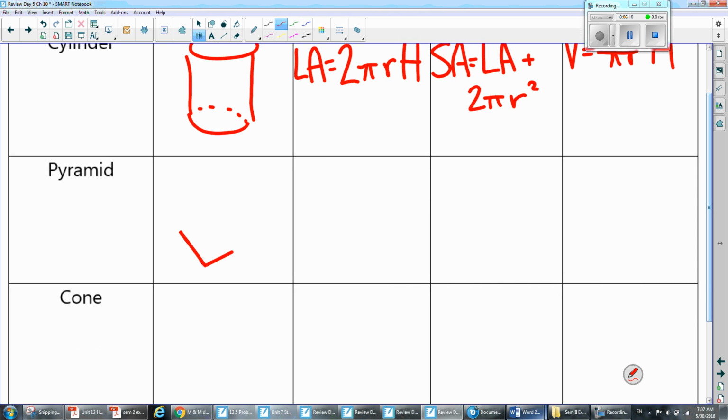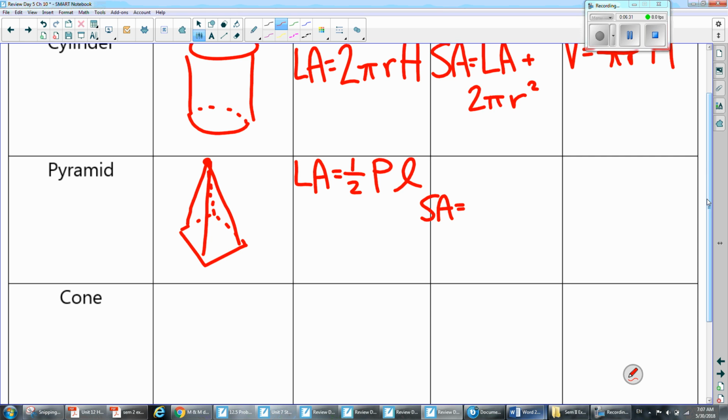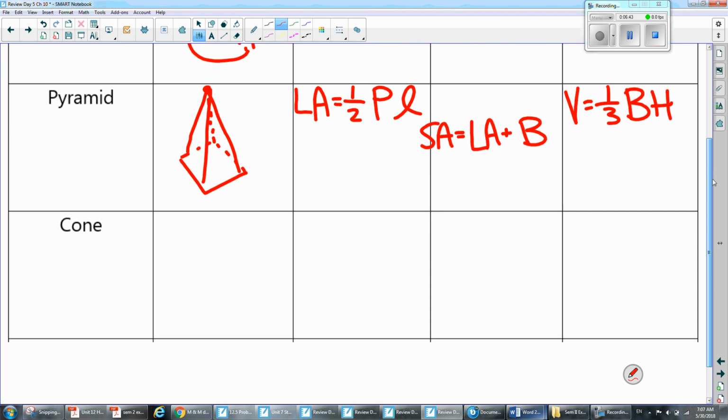For a pyramid, here's the square pyramid here. For the lateral area, I'm going to take 1/2 times the perimeter of the base times that cursive L for slant height. Surface area then takes that lateral area and adds in the area of just one base. And for the volume, we take 1/3 the base area times the height of the whole pyramid.